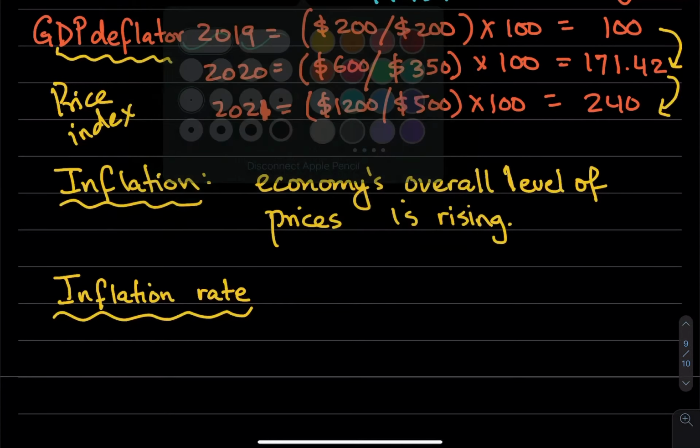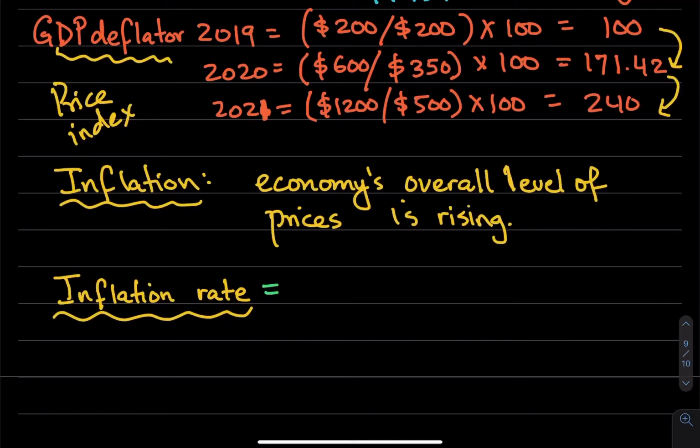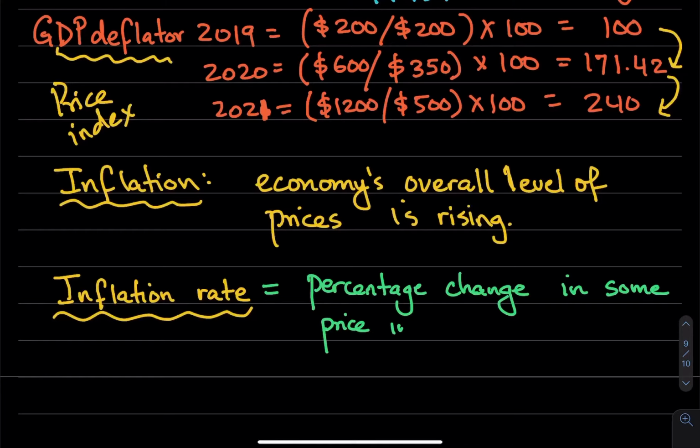Okay, so the inflation rate is going to be calculated as a percentage. So the inflation rate is the percentage change. First, let's write this down and then we'll compute it. Percentage change in some measure, in some price index, let's put it that way, because it's measuring the overall level of prices. It's the percentage change in some price index from one period to the next.